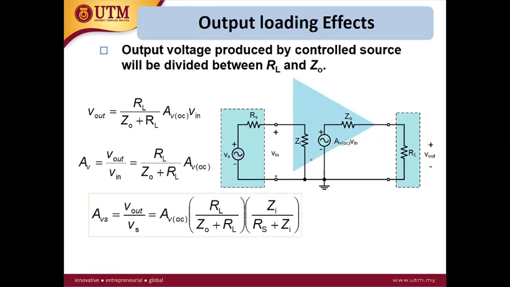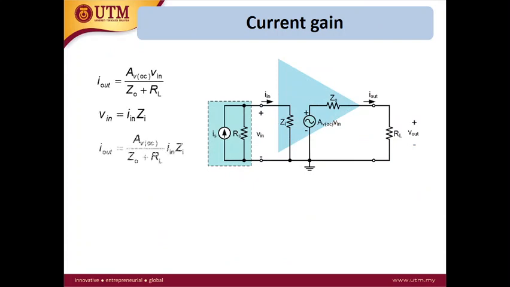At the output part, if you connect the RL, you can use the voltage divider to get V out. We have done this derivation in the previous part. And then we know AV is V out over V in. Here AV is V out over V in, so AV is defined by this equation. If the gain is V out over Vs, you can get this equation. So you see the total gain here, AVS, will consider the voltage drop at the output and the voltage drop at the input.